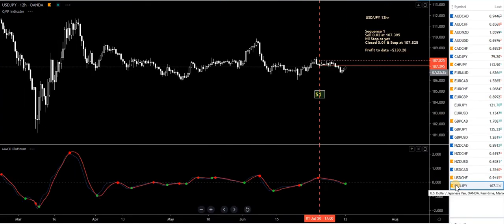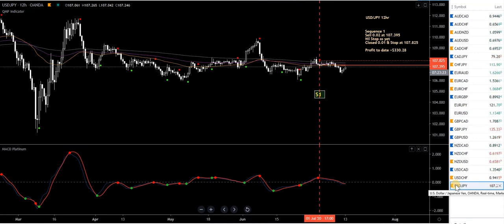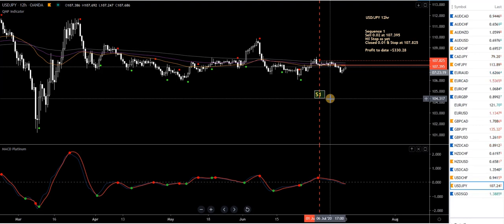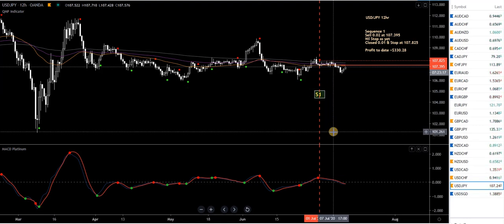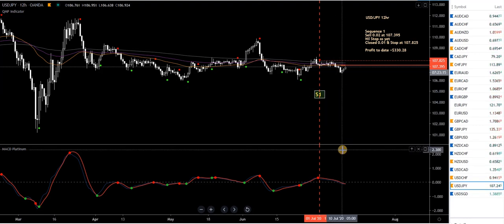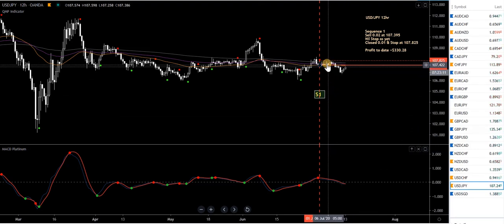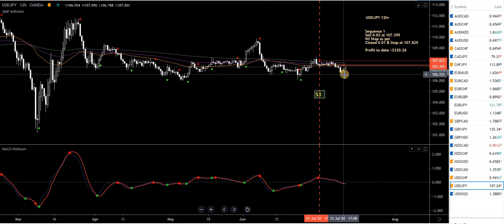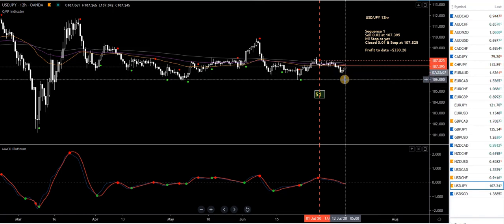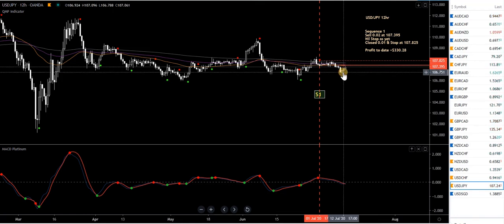USD Japanese yen. Now this is my one and only thing from this morning. What happened? Oh, closed MACD Platinum through the zero level. So I closed 0.01. So I closed half my trade and put a stop just above the highs there. That gave me a profit of $6.50. So that was down on this candle somewhere.